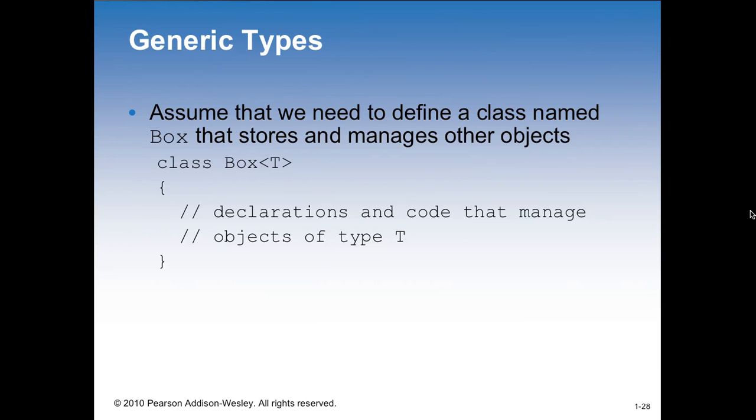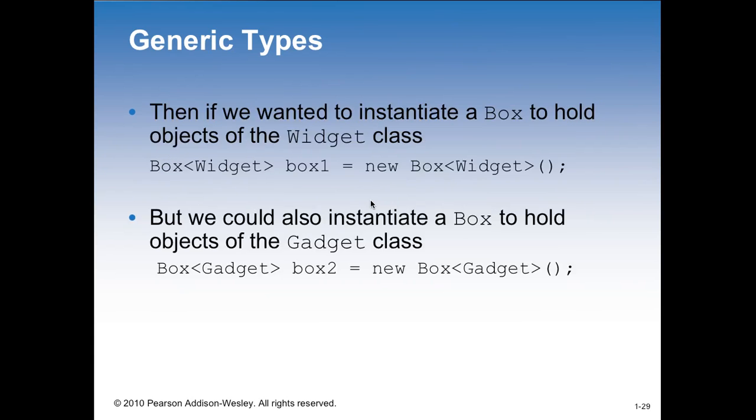Assume that you need to define a class named box, that stores and manages other objects. Here's a box class, Box, and it's going to be of type T. The declaration and the code that manages the box objects of type T is what's referred to as a dynamic assignment of the type. We're going to say this class Box is of type T, and it's going to be compatible with the type in this particular example.